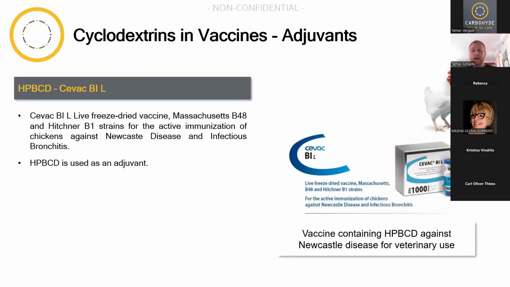The second product also contains the cyclodextrin as a vaccine adjuvant, but here the cyclodextrin is a common one. As you can see, it's the hydroxypropyl beta cyclodextrin.